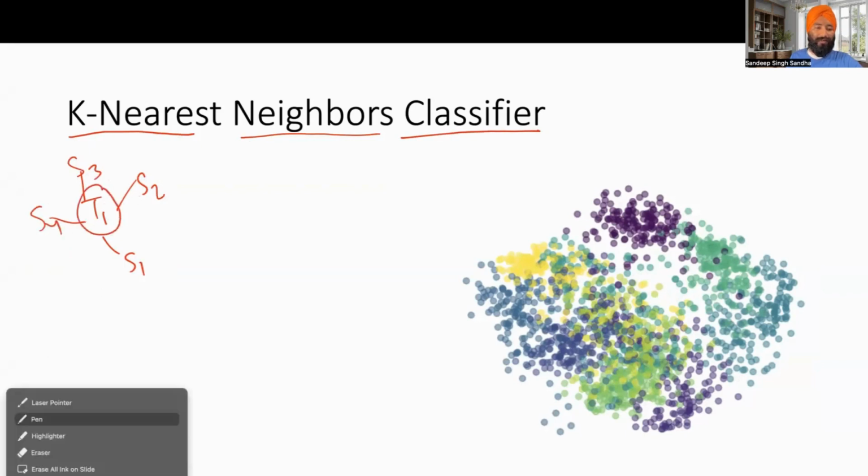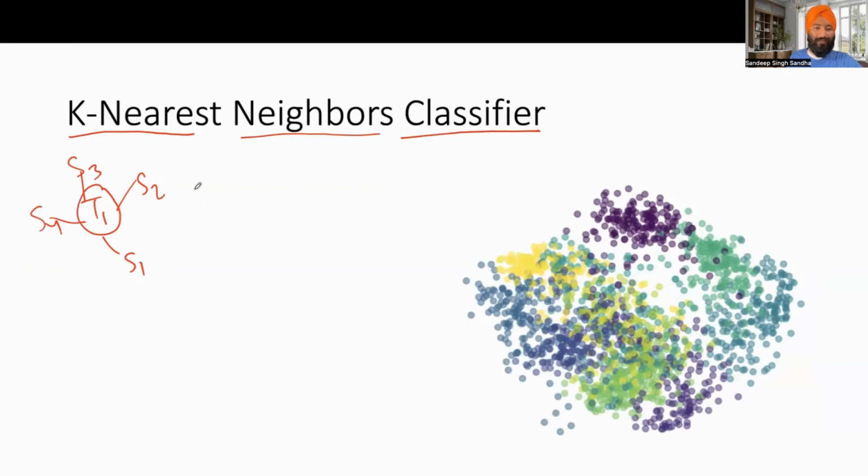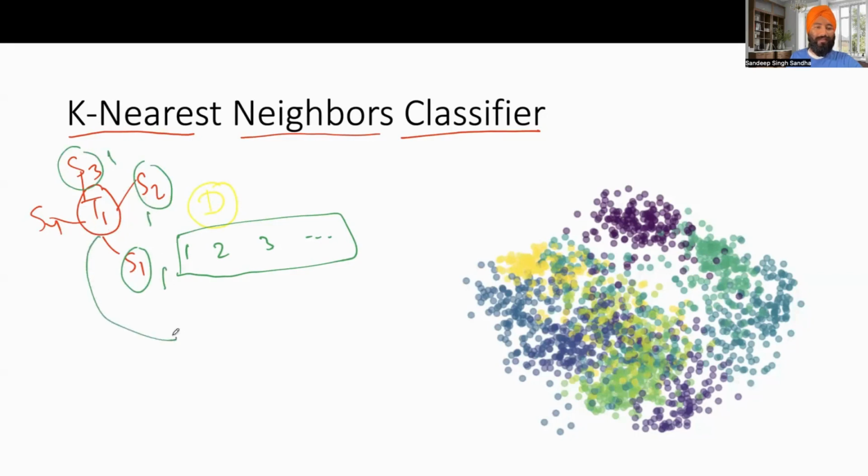For example, this T1 is a new image of a digit. And now looking at this digit T, it will be able to answer whether this digit is, say, 1, 2, 3, or so on. How will it answer that? It will look at all the nearest samples. If most of them are, say, 1, it is going to say that this new T is also 1. So it's very simple. It looks at the nearest neighbors.